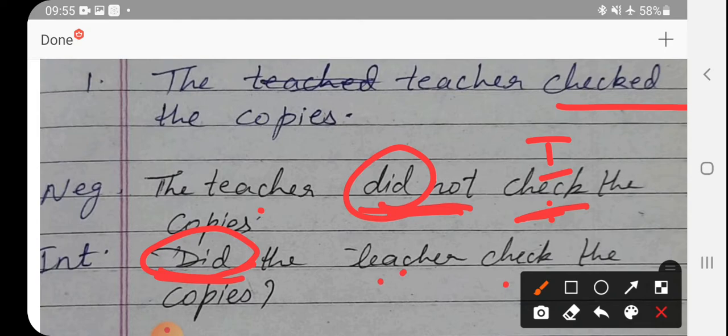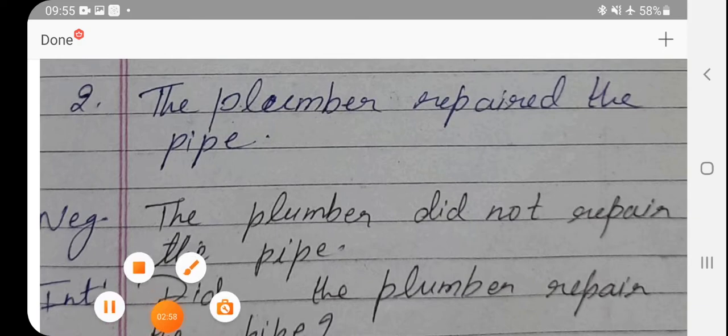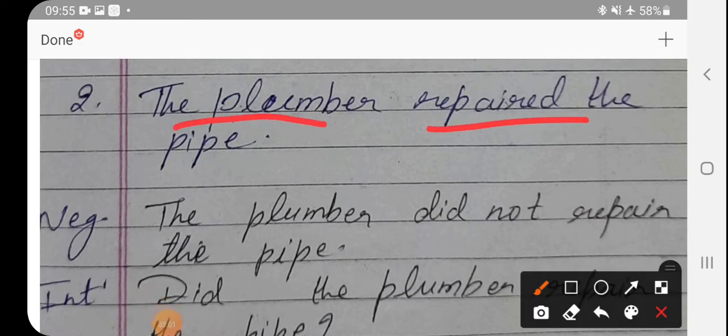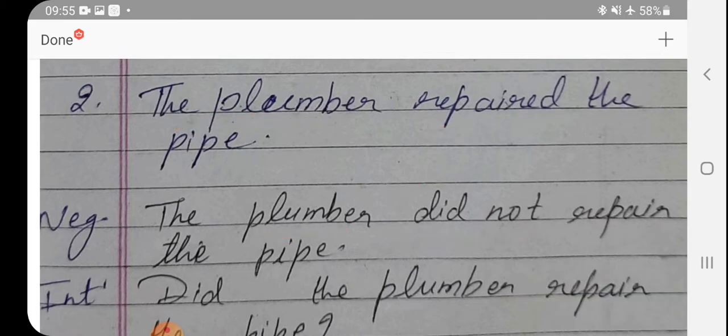Okay students. One more example I am explaining. The plumber repaired the pipe. The plumber is the subject, repaired is the second form of repair, the pipe. Then when you convert it, the plumber did not repair. After adding did not, you have written the first form of repair. Then the plumber did not repair the pipe, and when you convert the same into interrogative, the sentence begins with did: did the plumber repair the pipe?